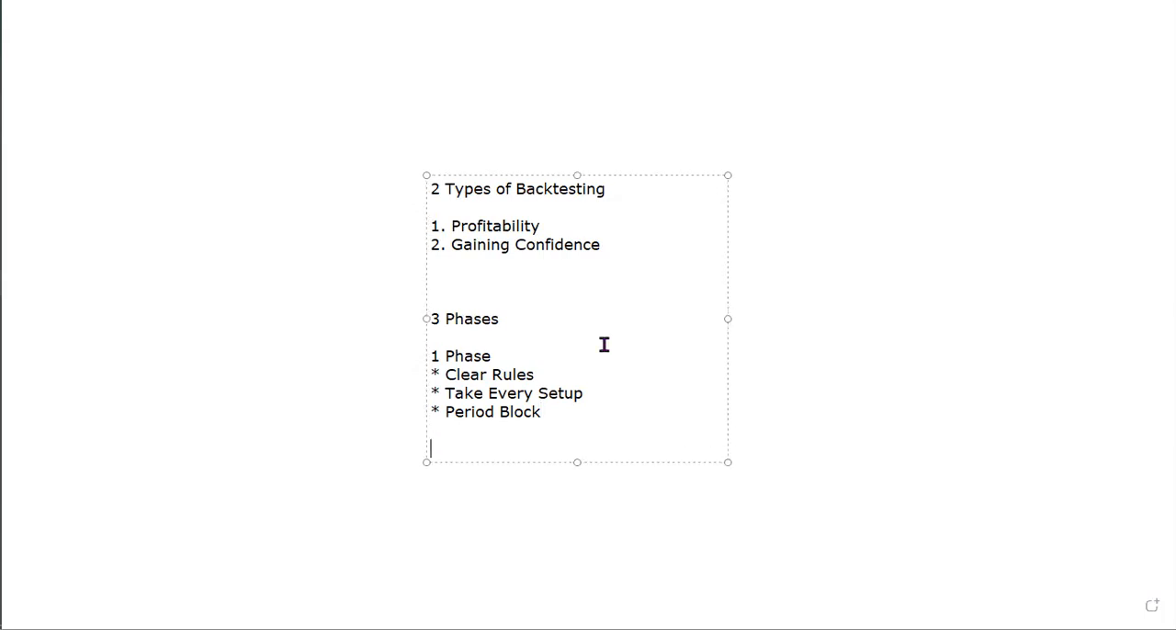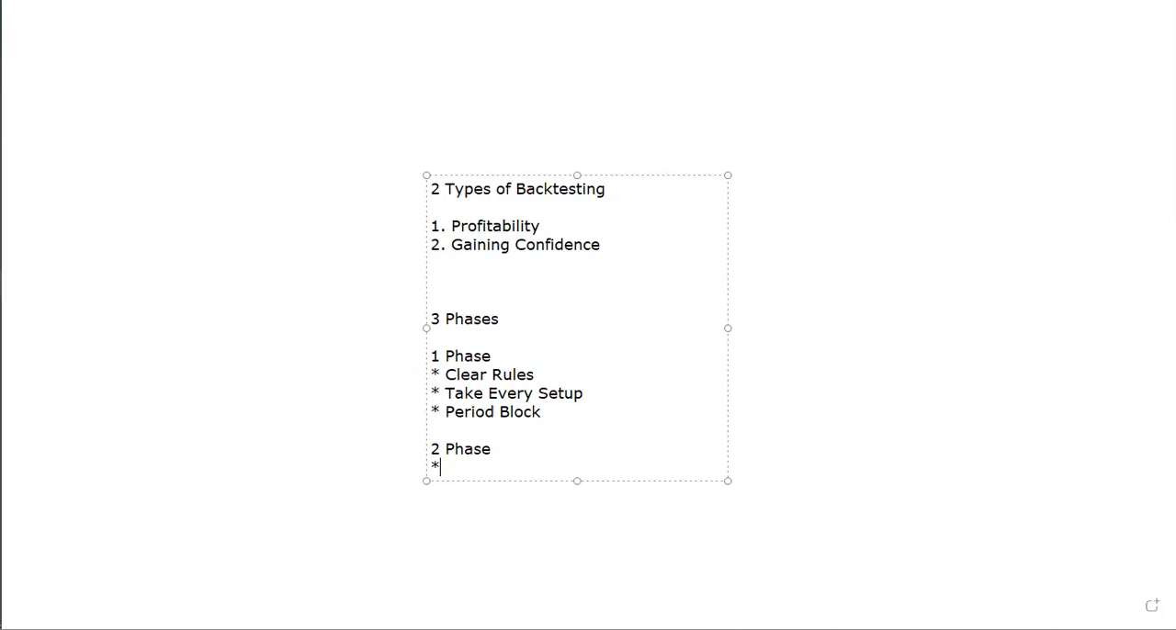So moving on from that, let's move on to the second phase. Phase two. Once you've got your period block in place, you've now done your testing, you've now taken every setup, you've now completed and taken your trades, right? Because phase one is where you're defining your rules. Obviously, thereafter, you will be taking your trades, right?